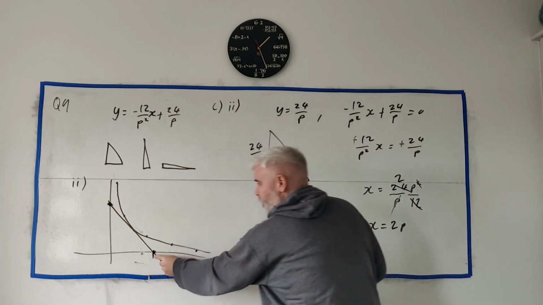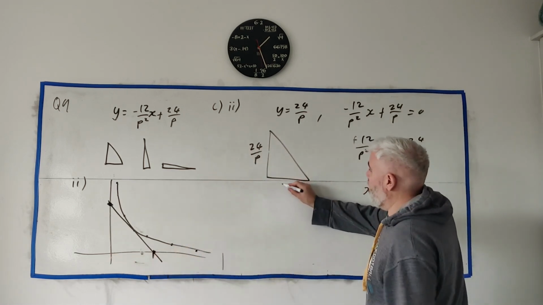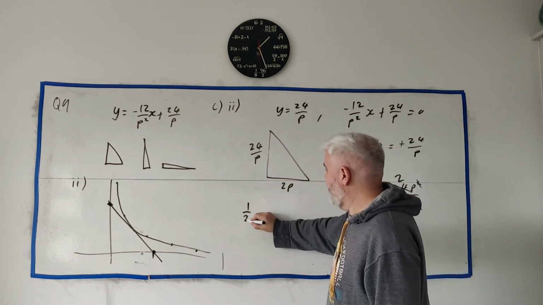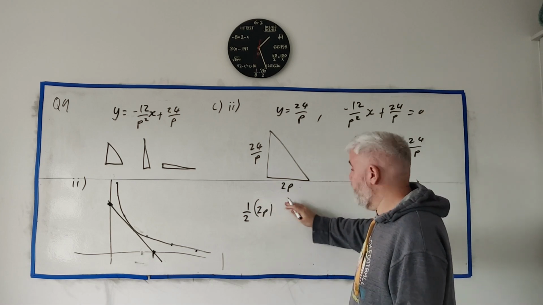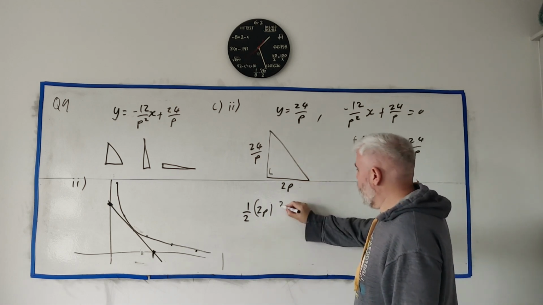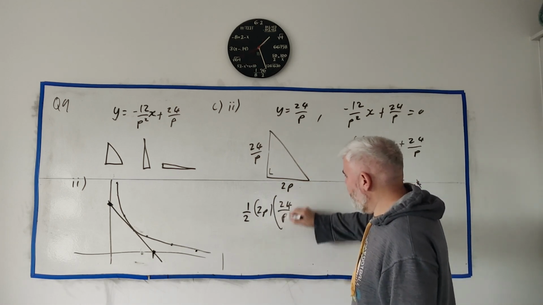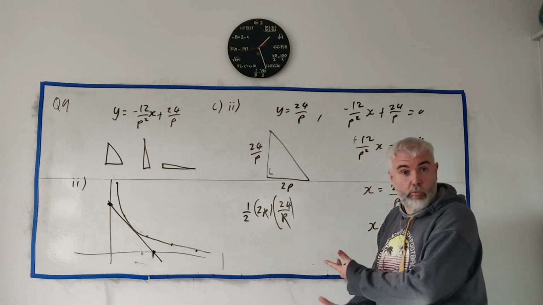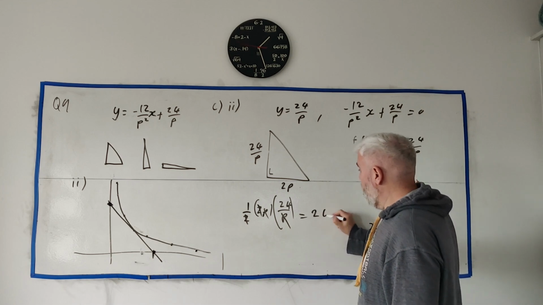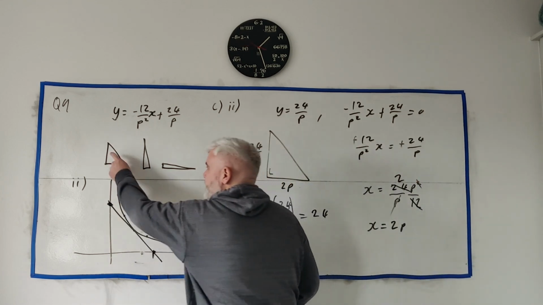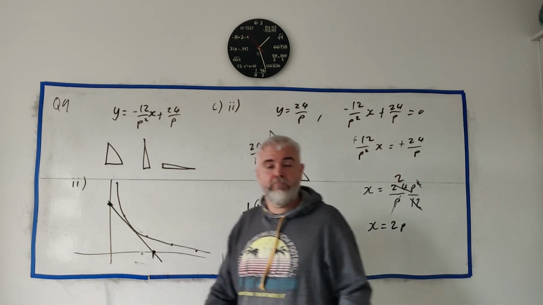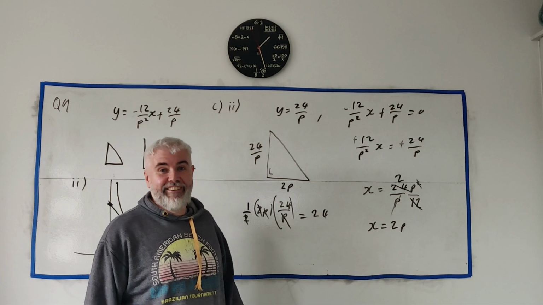But remember, that's this point. That means this length is also 2p. What's the area of this triangle? It's a half times the base, 2p, times the height, the perpendicular height, and this is a right angle, so we're set there, 24 over p. And look what happens, the p cancels. There's no p in the answer, there's just numbers, and the 2's cancel. We're just left with 24. No matter what this looks like, if it looks like this, this, or this, the area is always 24. And that's hopefully an interesting answer.